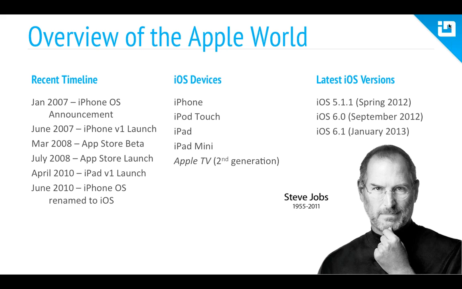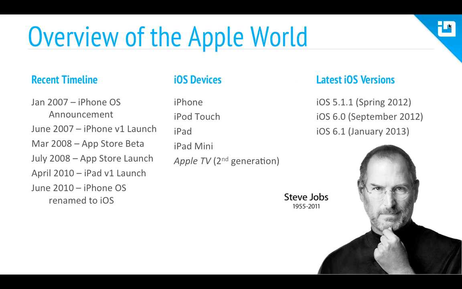A few years later, the iPad was basically modeled after the iPhone and used the exact same operating system. And at that point Apple realized, well, you know what, we can't really call it the iPhone OS because it also runs on the iPad, so let's call it simply iOS. The devices today that support iOS include the iPhone, the iPod Touch, the iPad, and also the iPad Mini. The Apple TV at its second generation also uses iOS, but it's a little less relevant for you because you don't really have the option of building your own applications on the Apple TV.